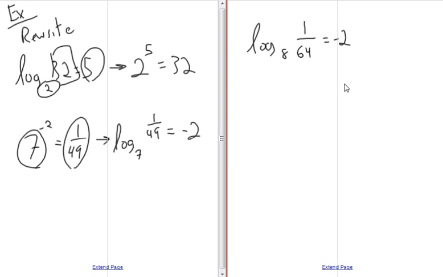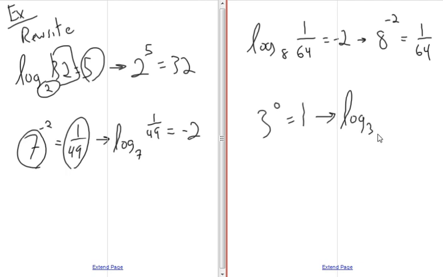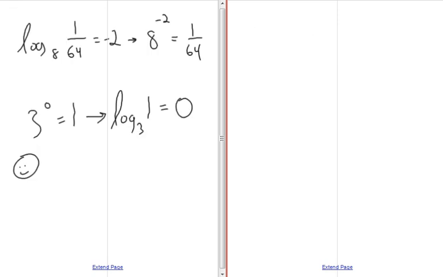We could rewrite this logarithmic equation, log base 8 of 1 over 64 equals negative 2. So here we go. There's the base, so there's the 8. Negative 2 is our exponent, and then equals the power, 1 over 64. Hooray! Converting is great. 3 to 0 equals 1. What does that mean? Well, log base 3, that's the base, of 1, that's the power, is equal to 0. So that leads us to some interesting properties of the logarithm of 1.